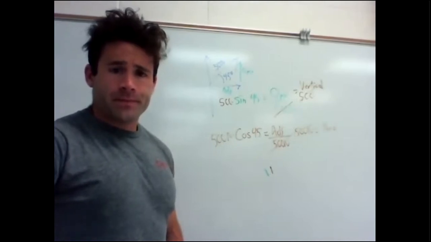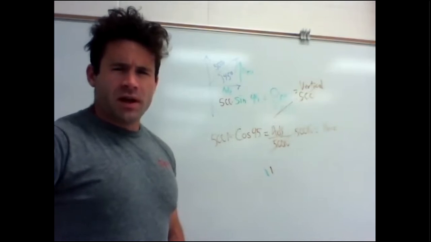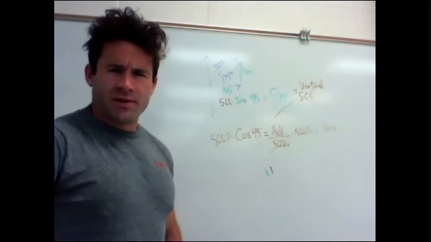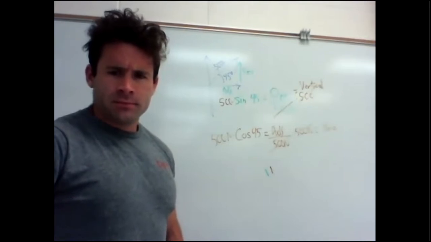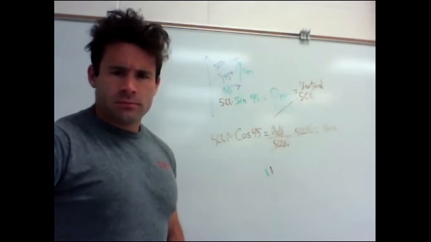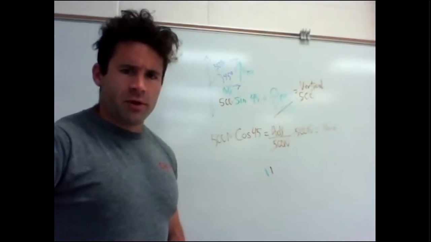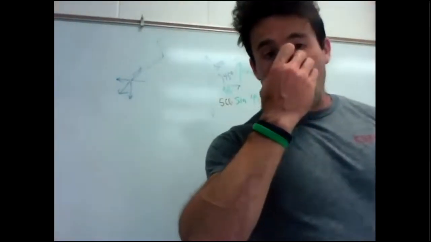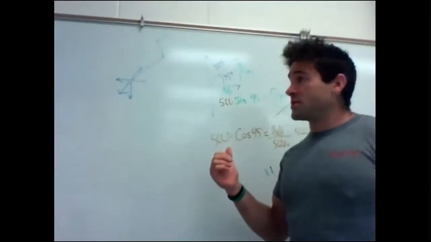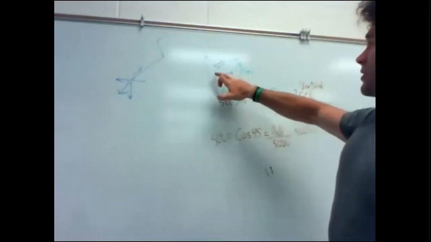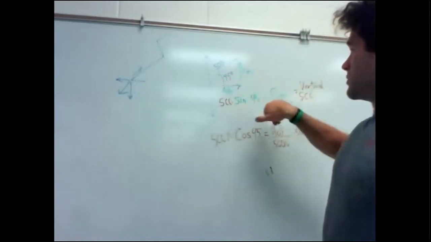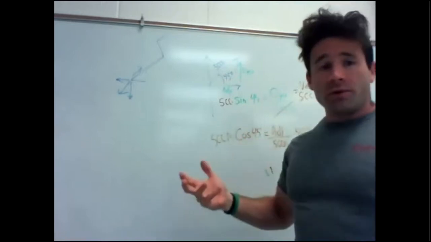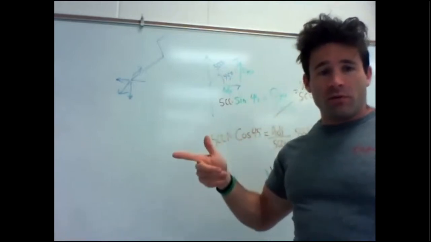Nice job, guys. Because the sine of 45 is about 0.72, right? So you just take that 0.72, multiply it by 500, and you get 353 newtons. Okay, now that's how we can convert from having our force vector into the individual components. To go backwards, we would just flip things over.